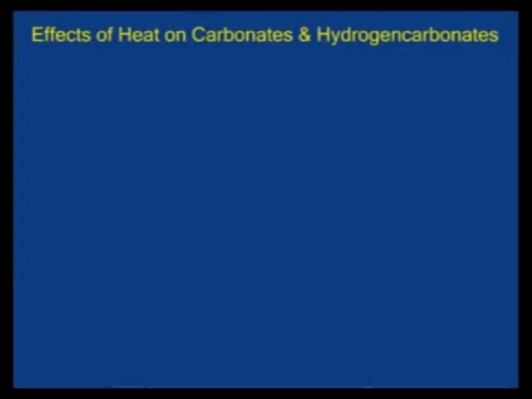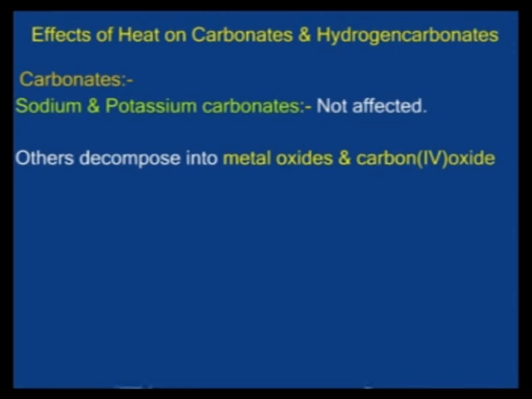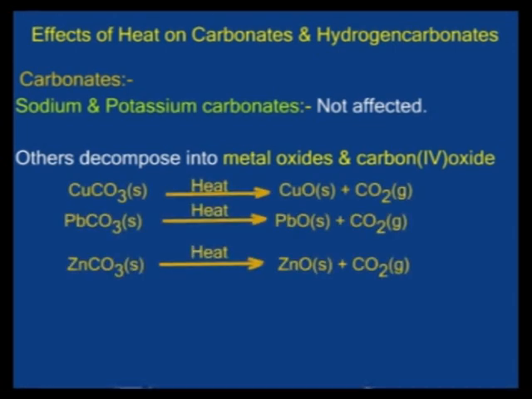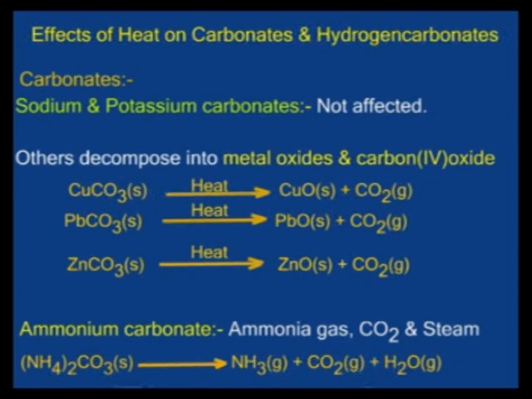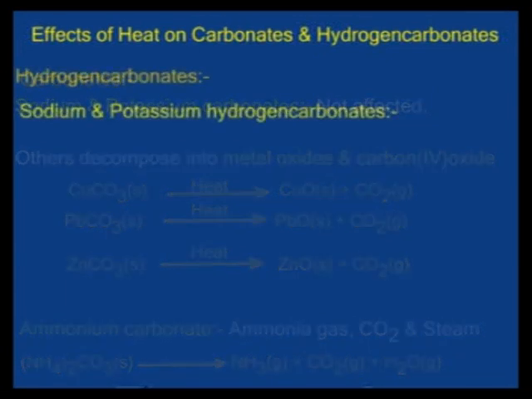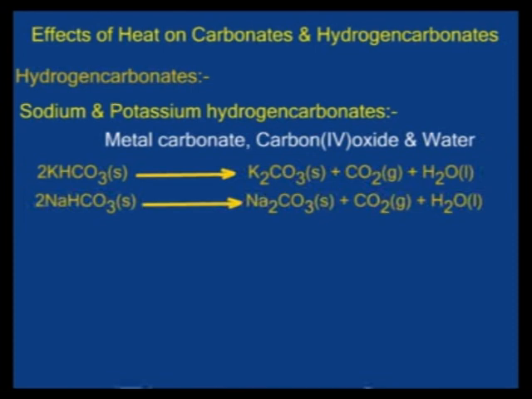Effects of heat on carbonates and hydrogen carbonates. We also saw when we tackled the topic on salts that all carbonates, with the exception of those of sodium and potassium, are decomposed by heat into metal oxides and carbon 4 oxide according to these equations. Ammonium carbonate decomposes to produce ammonia, carbon dioxide, and water. On the other hand, hydrogen carbonates of sodium and potassium decompose into carbonates, carbon 4 oxide, and water according to these equations.